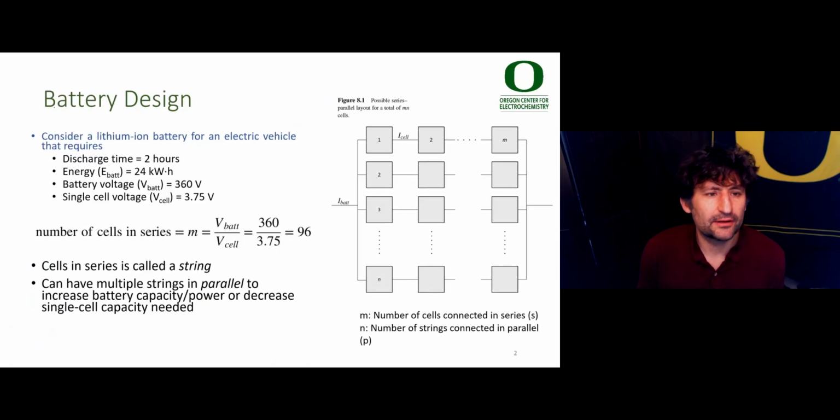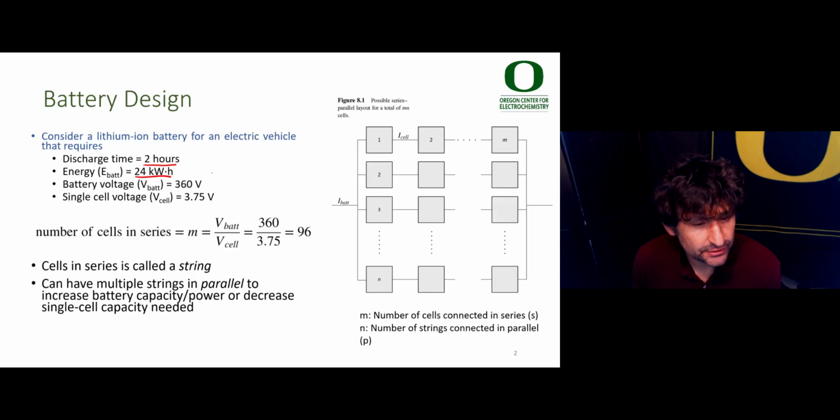So let's think about battery design. A battery, of course, refers to an assembly of individual cells. The individual battery cell is what we've primarily discussed up to this point. Let's consider, for example, a lithium-ion battery for an electric vehicle. Imagine this battery requires 2 hours of discharge time, a total energy of 24 kilowatt hours. This is equivalent to joules. Kilowatt hours is a unit of energy, like joules is a unit of energy.